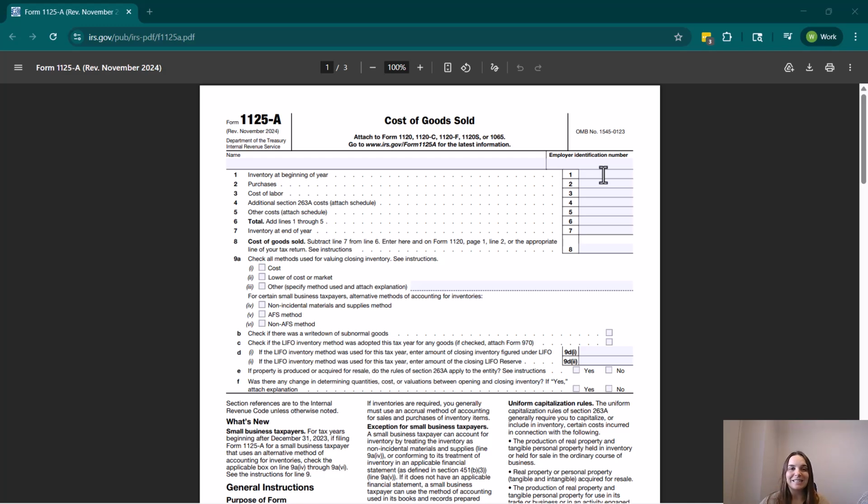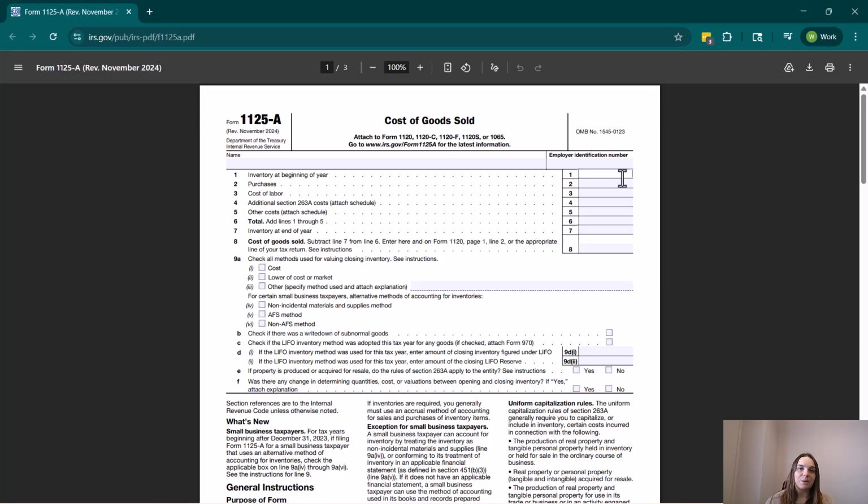As a hint, this is going to be your inventory at the end of the year from the year prior. So if this is our 2025 cost of goods sold form, if we go to our 2024 Form 1125A, line 7 should match line 1 of your 2025 Form 1125A. So it builds on itself, right? And if it doesn't match, then you want to make sure that no changes have occurred, because you definitely don't want to miss any of those expenses, right?